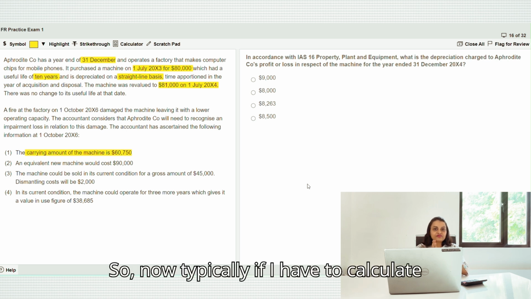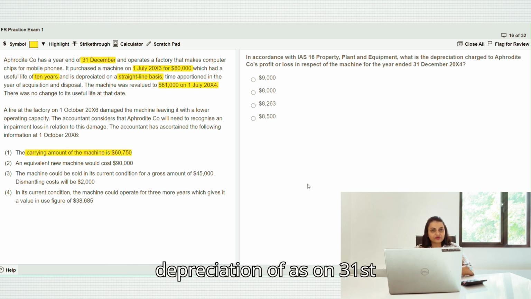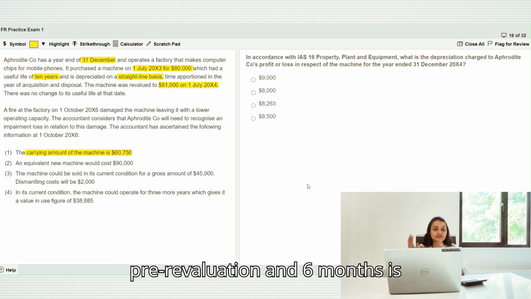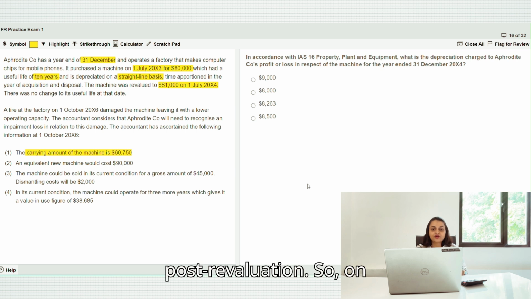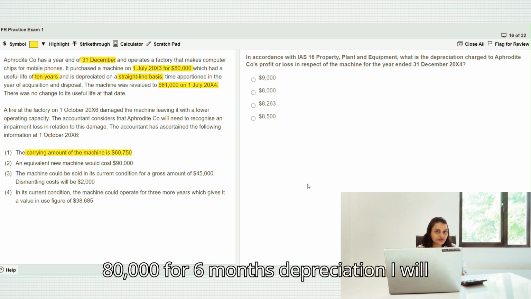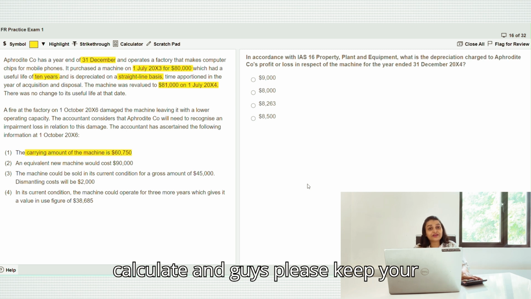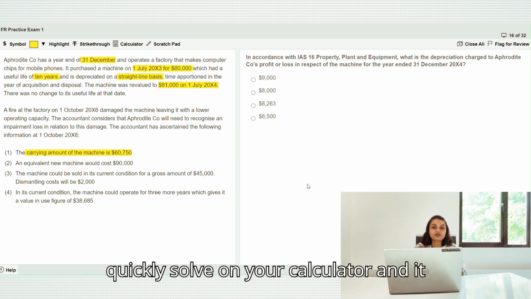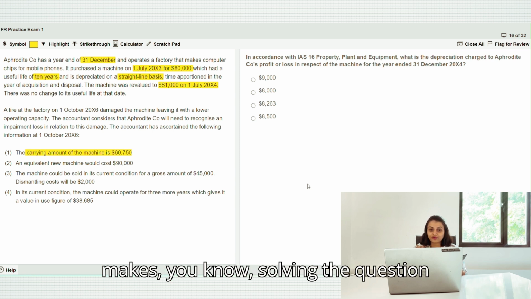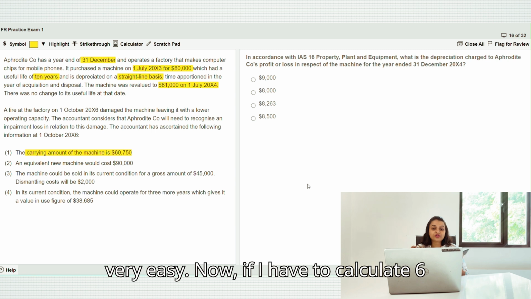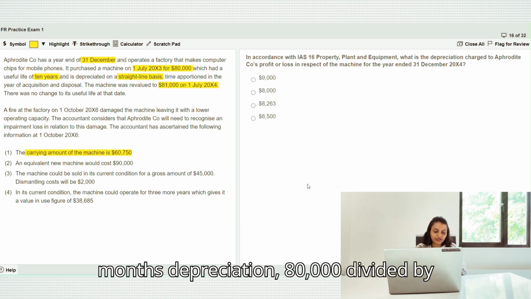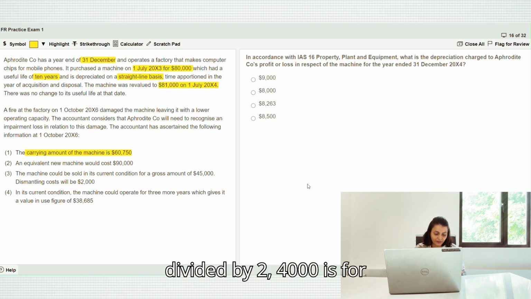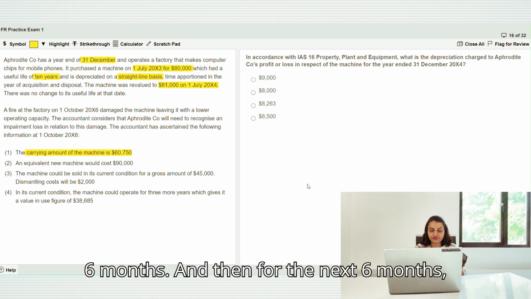So now typically if I have to calculate depreciation as on 31st December, now I know 6 months is pre-revaluation and 6 months is post-revaluation. So on 80,000 for 6 months depreciation I will calculate. And guys, please keep your calculator handy because you can quickly solve on your calculator and it makes solving the question very easy. Now, if I have to calculate 6 months depreciation, 80,000 divided by 10, 8,000 depreciation per year, divided by 2, 4,000 is for 6 months.